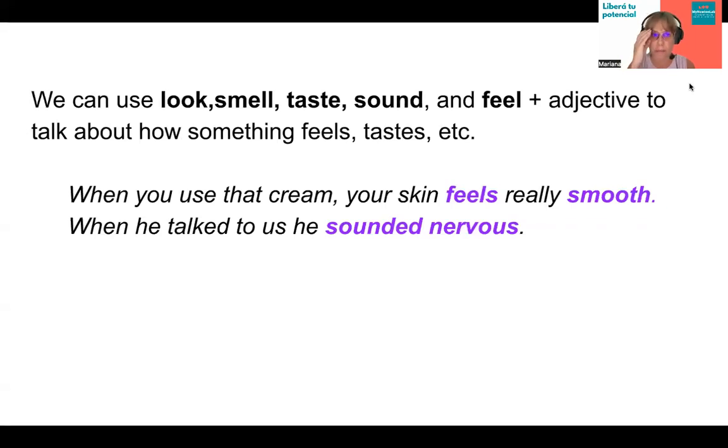So in case you don't remember, verbs of the senses are the senses, los sentidos, okay? So it's look, smell, taste, sound, feel, and also touch. So when we use these verbs, we use adjectives. Why? Because let's have a look at this example.